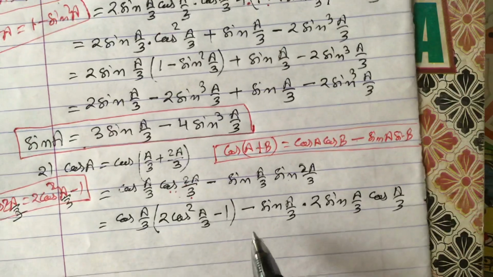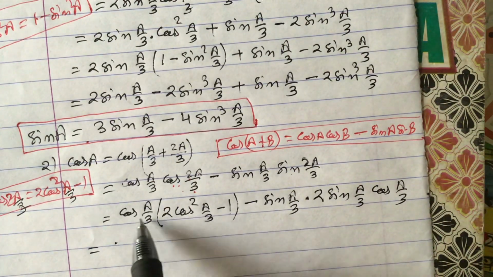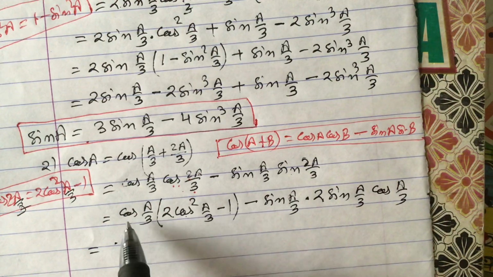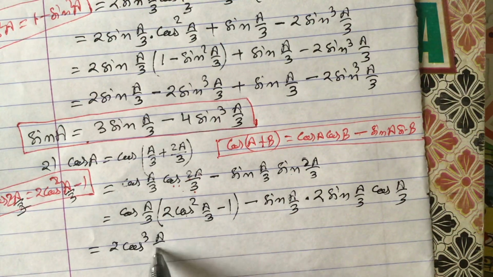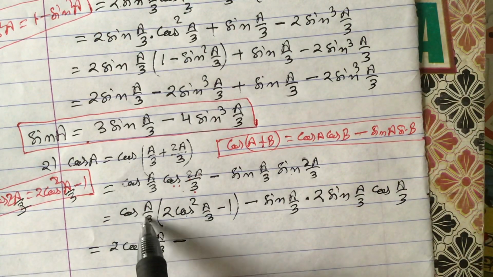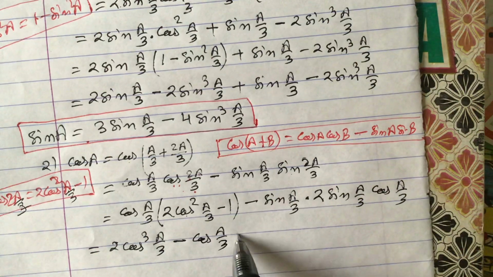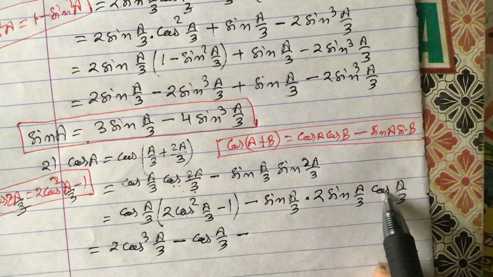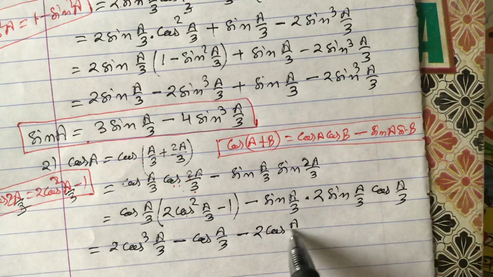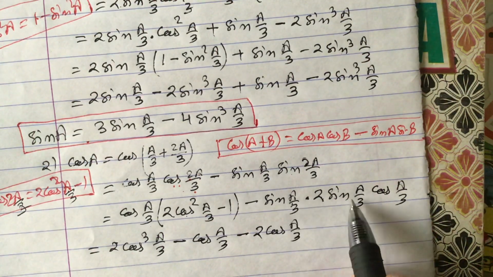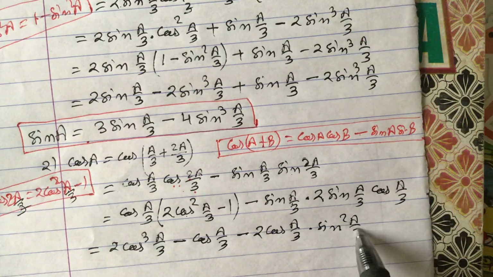Okay, let us open this bracket just by multiplying. So 2 cos square A by 3 times cos A by 3 is 2 cos cube A by 3, minus cos A by 3 times 1 is cos A by 3, minus, look at here, this cos and this 2 we can write separately, 2 cos A by 3, and this sine A by 3 we can write sine square A by 3.